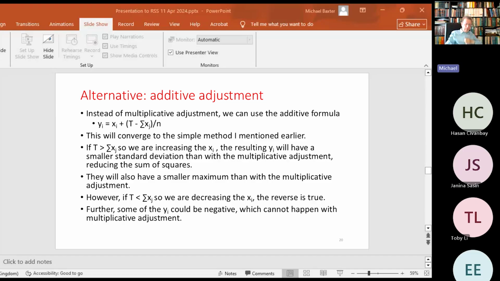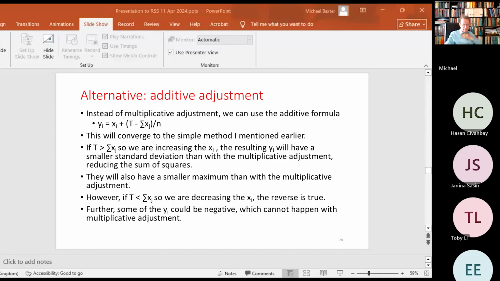And if you use this additive adjustment consistently, this does converge to the simple matrix procedure that I mentioned earlier. So why don't we always use this method? Well, the answer is, if the total is greater than the sum of the x's, we're increasing the x's, and the resulting y's will have a smaller standard deviation with the multiplicative adjustment, reducing the sum of squares. So that's very good. They will also have a smaller maximum than with the multiplicative adjustment. So that reduces the problem with very high weights.